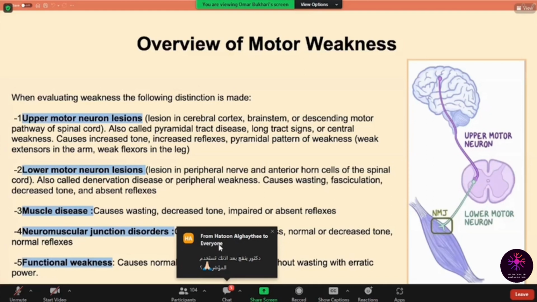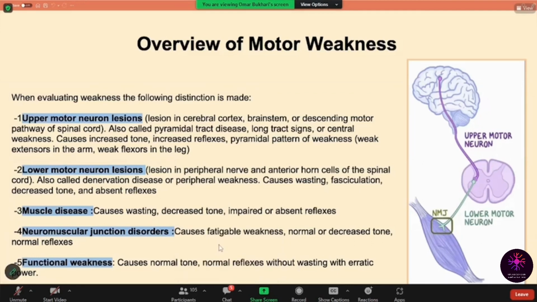Type 2, lower motor neuron lesions: lesion of peripheral nerves and anterior horn cells of the spinal cord, also called denervation disease or peripheral weakness, causes weakness, wasting, fasciculations, decreased tone, and absent reflexes. Muscle diseases cause wasting, decreased tone, impaired or absent reflexes. Neuromuscular junction disorders, for example, myasthenia gravis or Lambert-Eaton disease, cause fatigable weakness, normal or decreased tone. It has also normal reflexes. Functional weakness causes normal tone, normal reflexes without wasting, with erratic power.